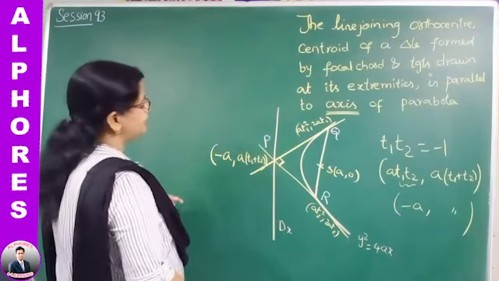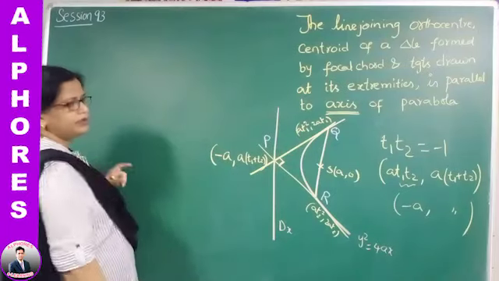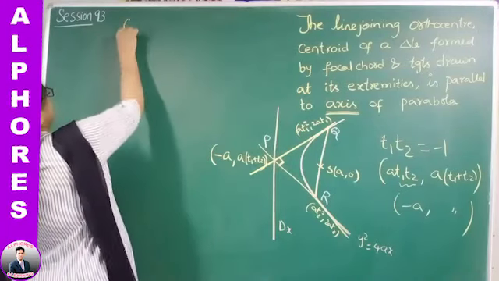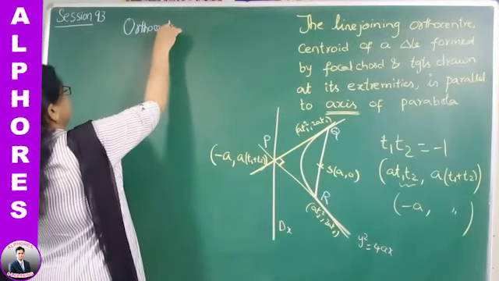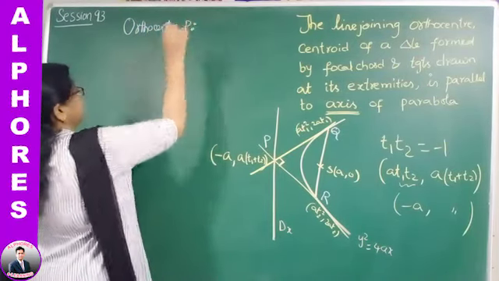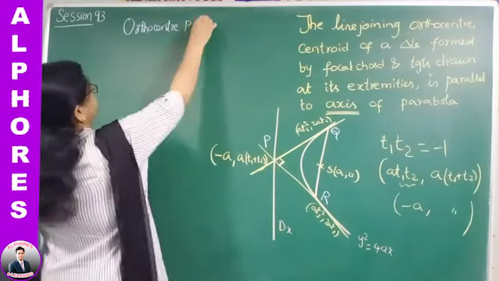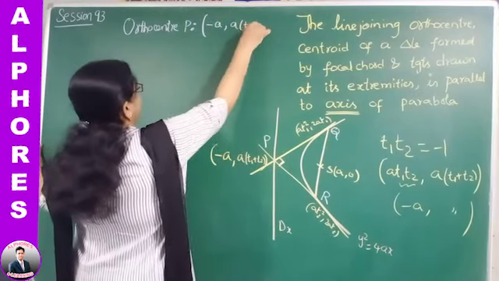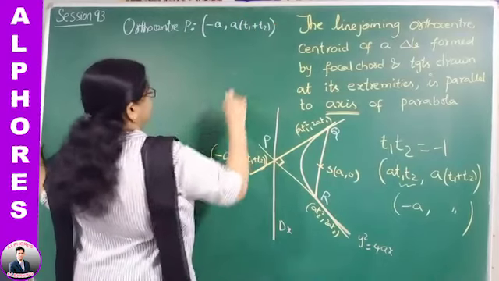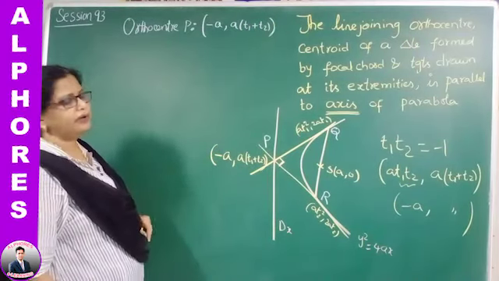So what is the vertex at the right angle? Exactly this point. So students, what is the orthocenter of our problem now? The orthocenter is clearly P, which is at the right angle position, and the coordinates are minus a comma a into T1 plus T2. So we have taken the advantage of the focal chord.